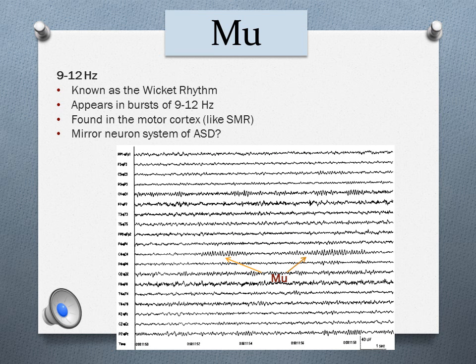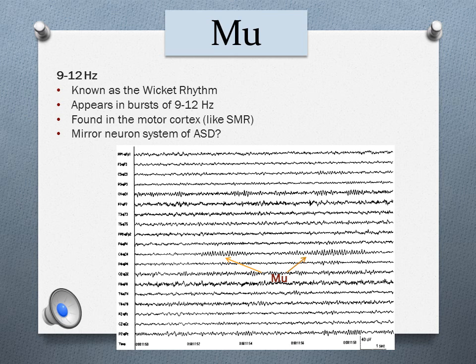Mu is another morphology. Again, it is not a frequency range. It is a morphology known as the Wicket rhythm. You can see an example of it here at C4 in this EEG recording. It generally occurs at about 9 to 12 hertz. And it is also found in the sensory motor strip, just like the sensory motor rhythm, which is why it's sometimes confused or compared to the sensory motor rhythm.